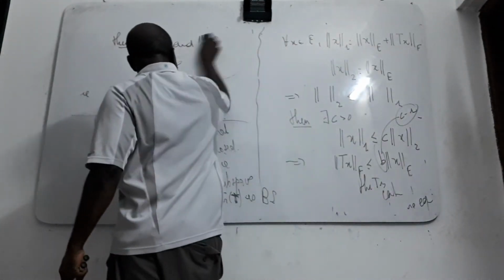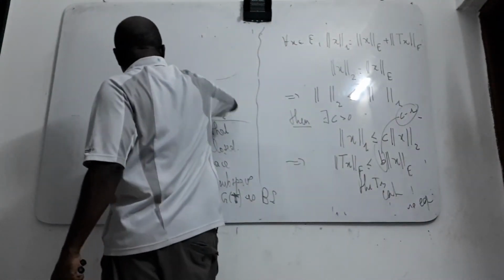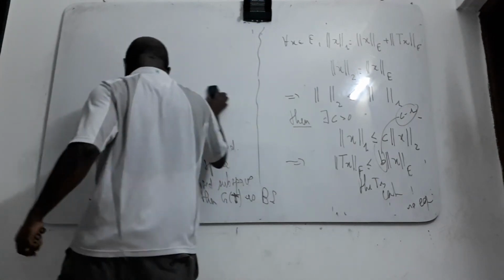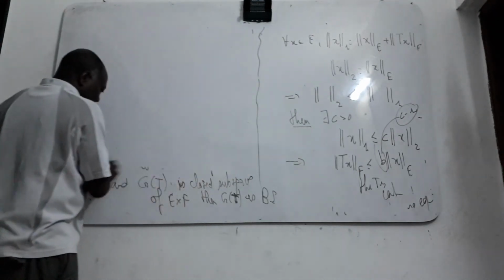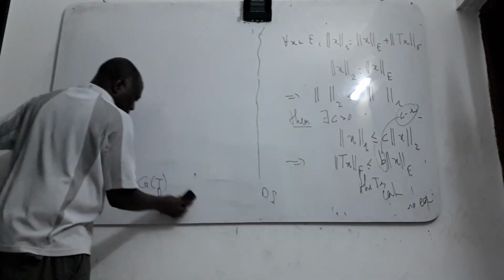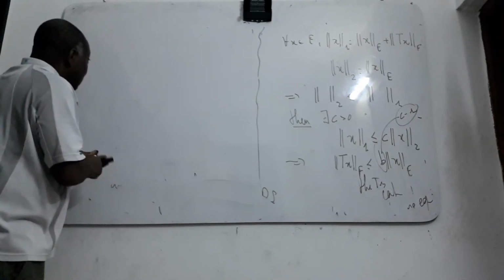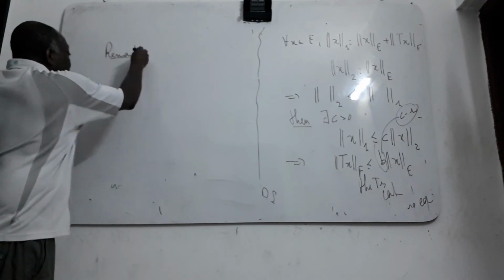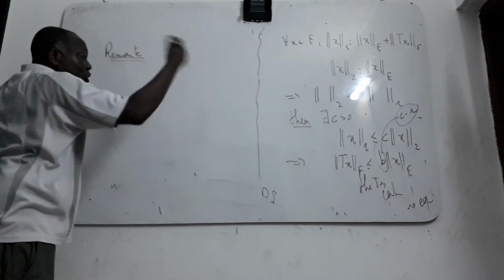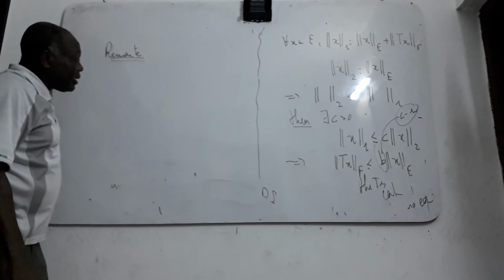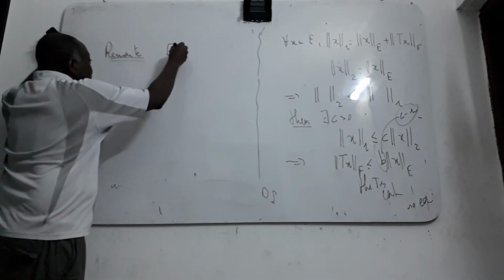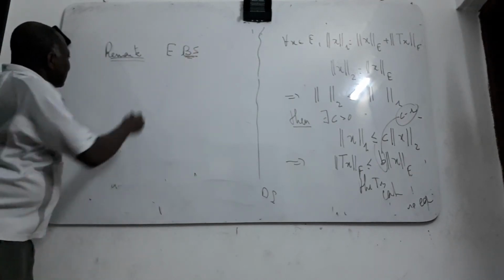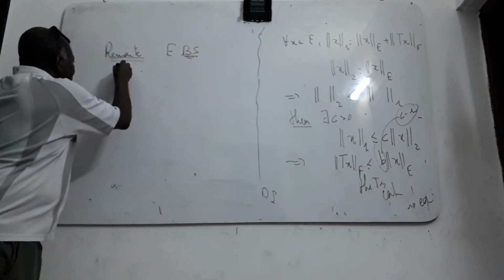So I'll give you a remark, the last remark concerning the bidual of this kind of space. Just a remark, which is the last part that we study concerning the Banach spaces. You see that E is a Banach space, E is a Banach space, and I take the bidual.